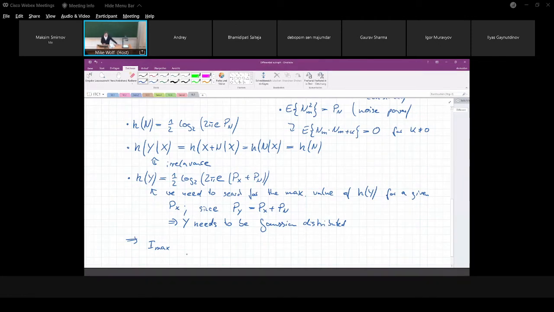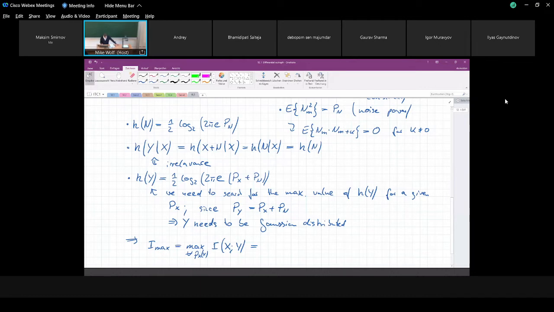given as the mutual information for the channel capacity approaching input distribution. So it's basically equal to the maximum value of the mutual information over all possible distributions of X. And we know this value is reached if Y is Gaussian distributed.